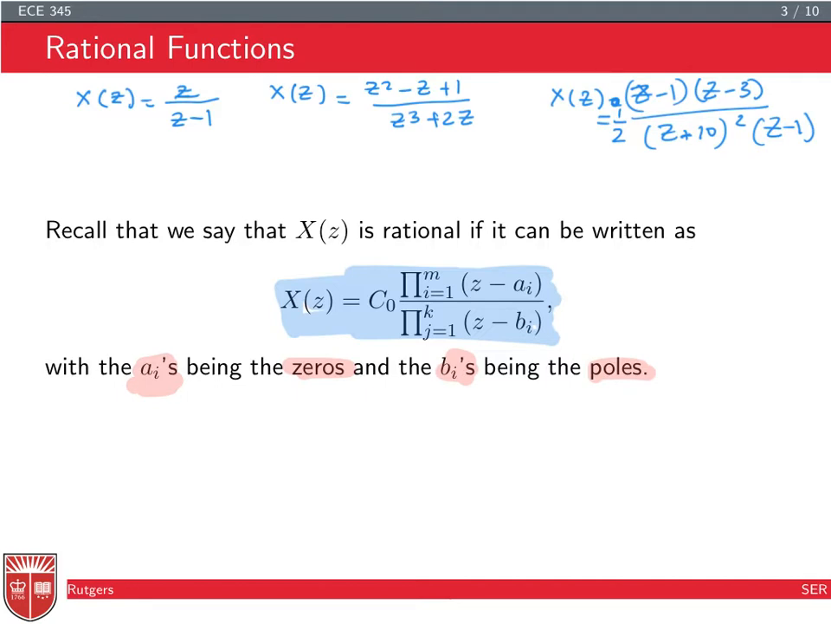But before I move on, let me give you an example of a function that is not a rational function. If you take, for instance, X(z) equal to log(1 plus z), that's not a rational function, or X(z) equal to e to the z. Any function that cannot be written as a fraction of polynomials is not a rational function.